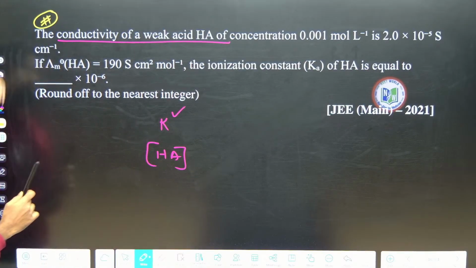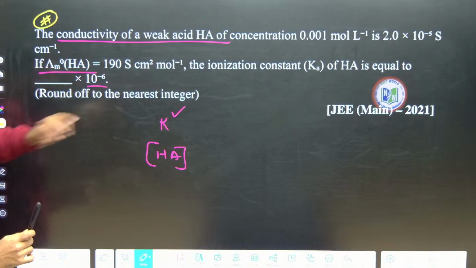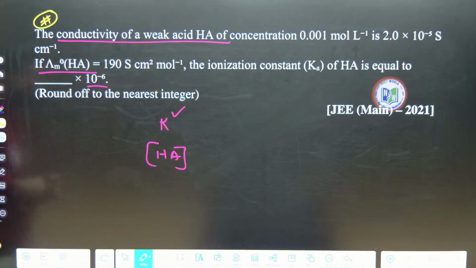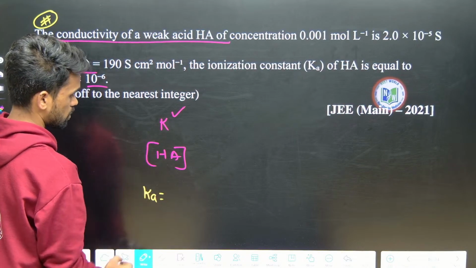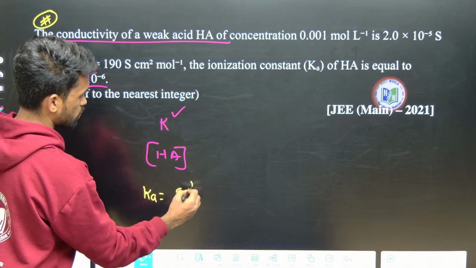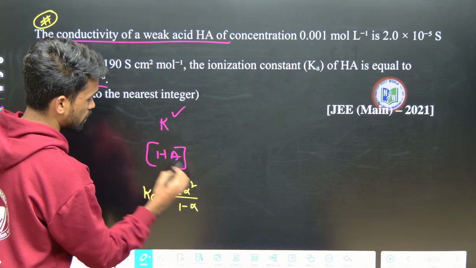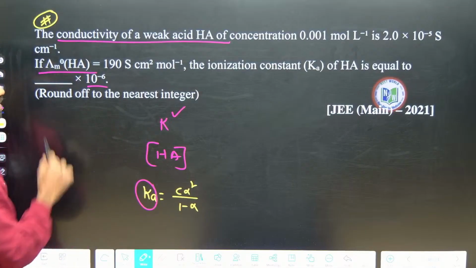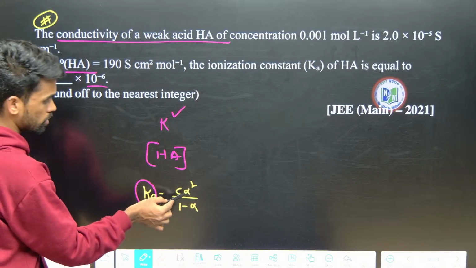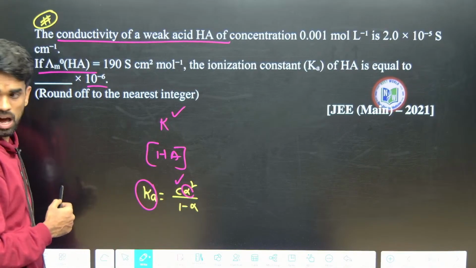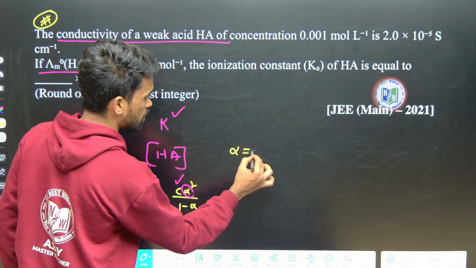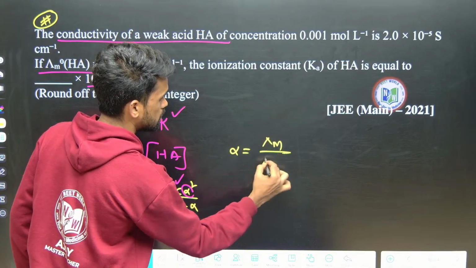The next, what are they asking? Limiting molar conductivity is also provided. They are asking about Ka. So what do we mean by Ka? C alpha square by 1 minus alpha. It means they are asking about the acid dissociation constant. So you have C, you need to only find alpha. How do you get alpha? Alpha comes from del m by del naught m.